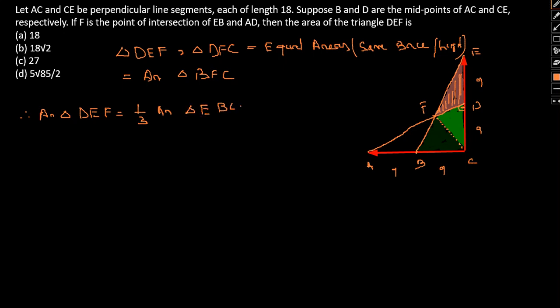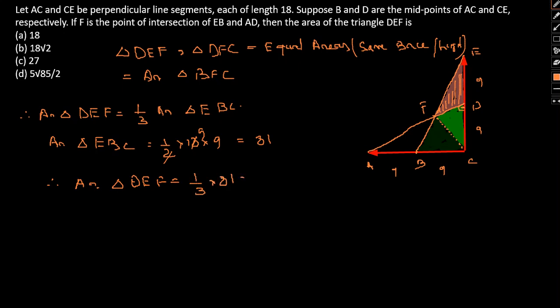Okay, so now if we talk about area of triangle EBC, EBC being the big triangle, it will simply be half, base is 18, height is 9, so 81. So therefore area of triangle DEF will simply be 1/3 of 81, that is 27. So option C is the correct answer.